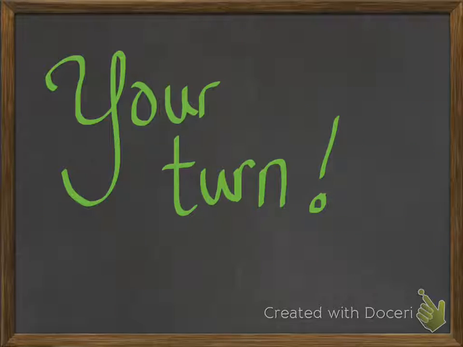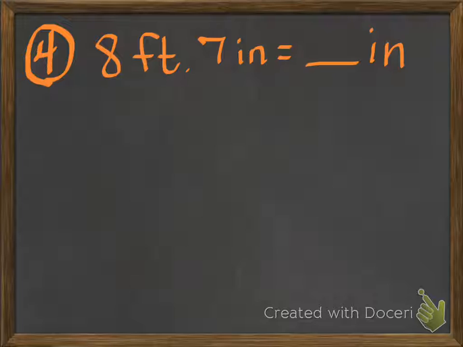Okay, now it's your turn. You're going to convert from smaller units to larger units and from larger units to smaller units. Try number 4. 8 feet and 7 inches equals how many inches? I'm going to give you a hint. After you have converted, don't forget to add that 7 inches. Okay, give it a try. Pause the video and see how you do.